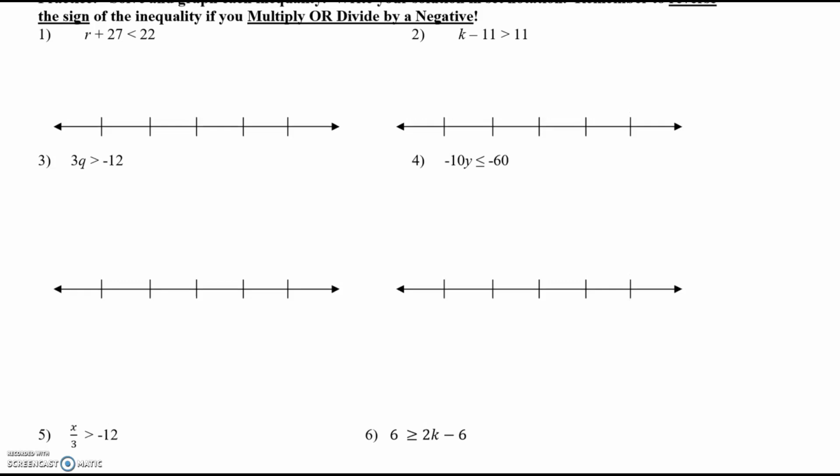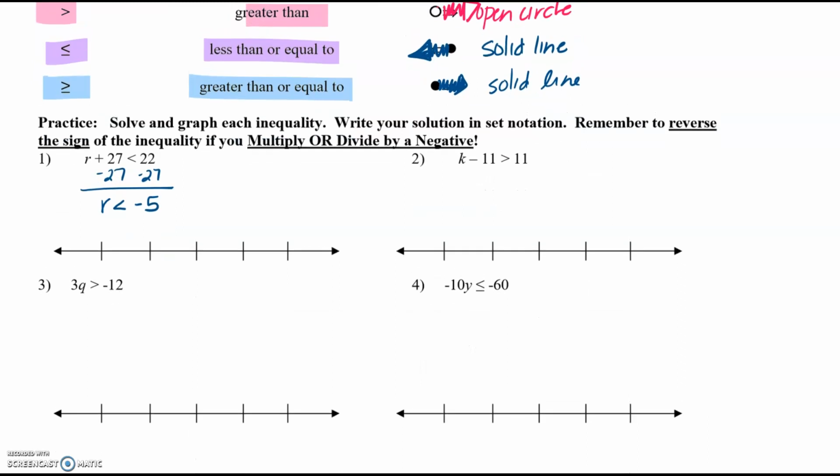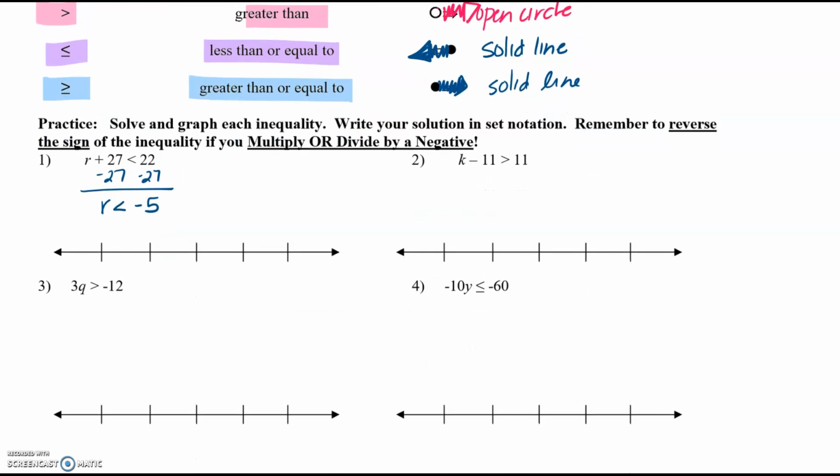The first one, r plus 27 is less than 22. I want to get r by itself. I do that by subtracting 27. So I get r is less than -5. It's a less than symbol, so that means it's going to be an open circle. So when I'm graphing, -5 is going to be my biggest number. So I'm just going to go by an even integer all the way.